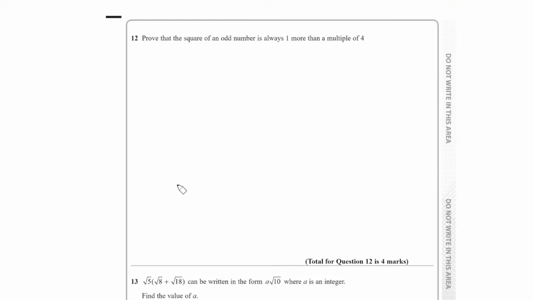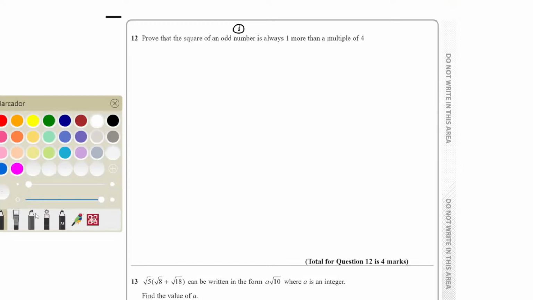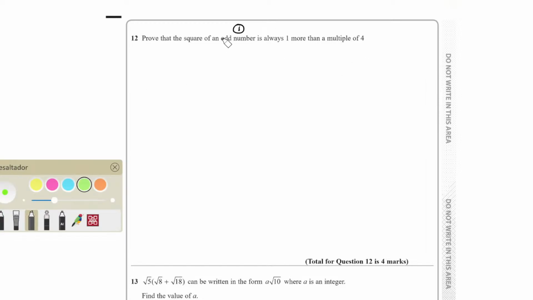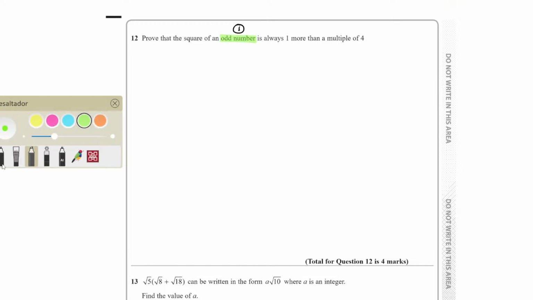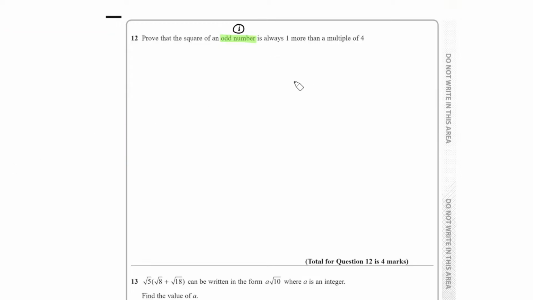Question 12, algebraic proof. I think, again, this is one that seems to come up quite a lot in non-calculator. So, prove that the square of an odd number is always one more than a multiple of 4. This is an ideal question, I would say, and also 4 marks. This one is a really nice algebraic proof question, because it works with the 3 steps I normally take. My first step is, what number or numbers are they referring to, if they've not already given you some kind of algebra? In this case, it's just an odd number.